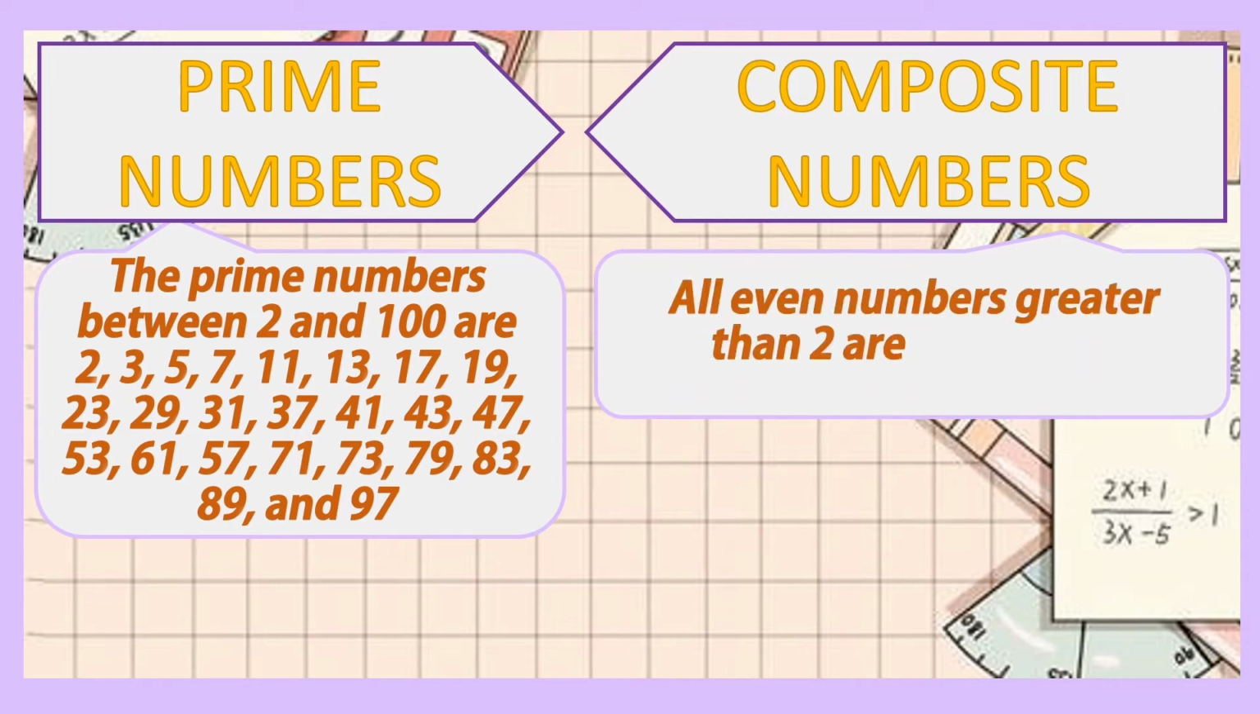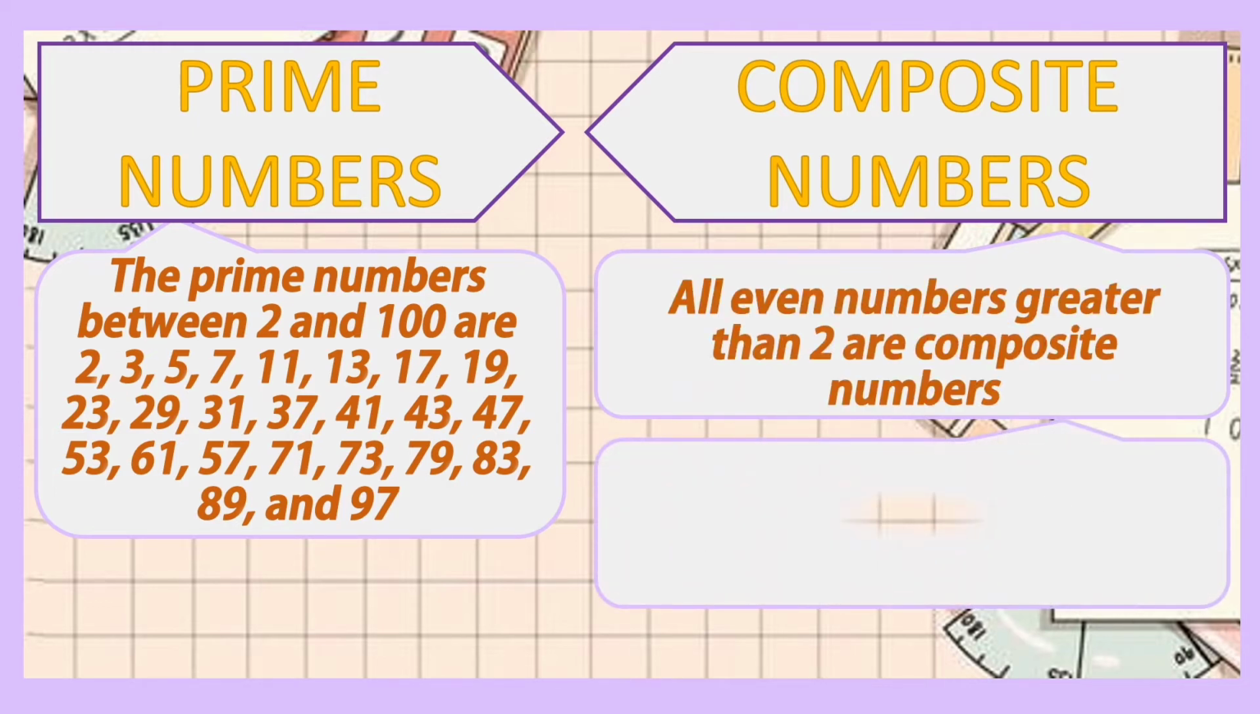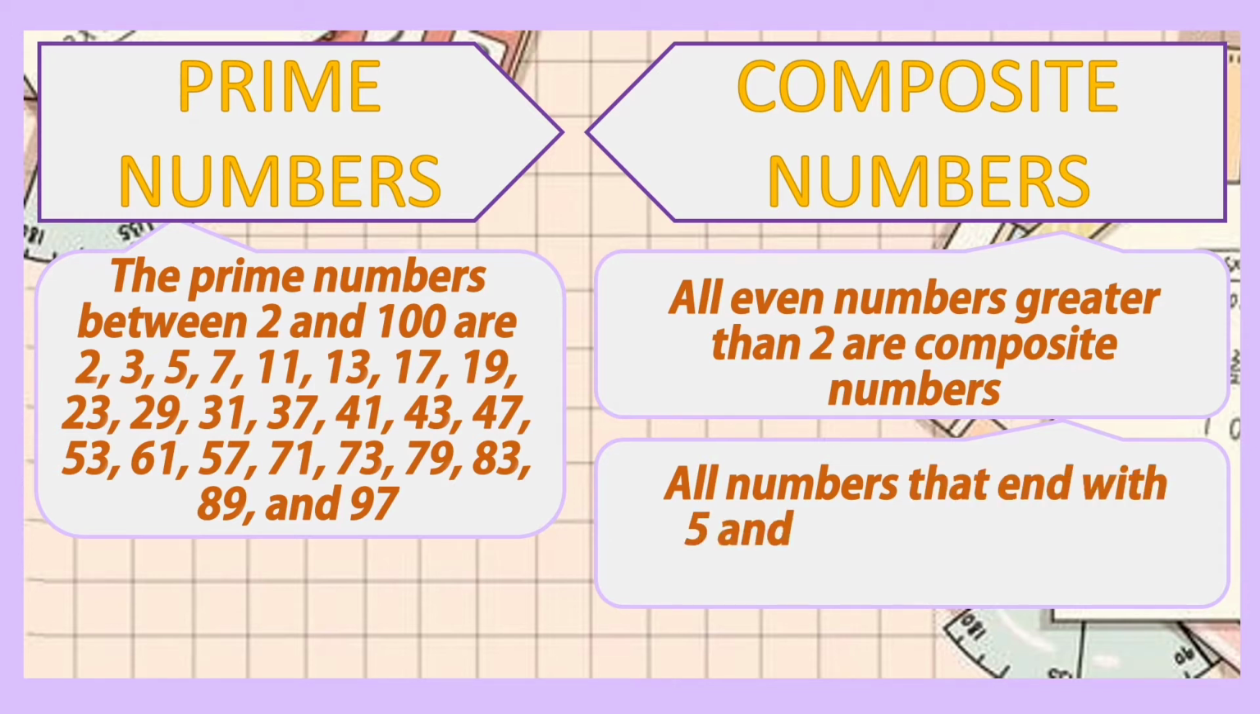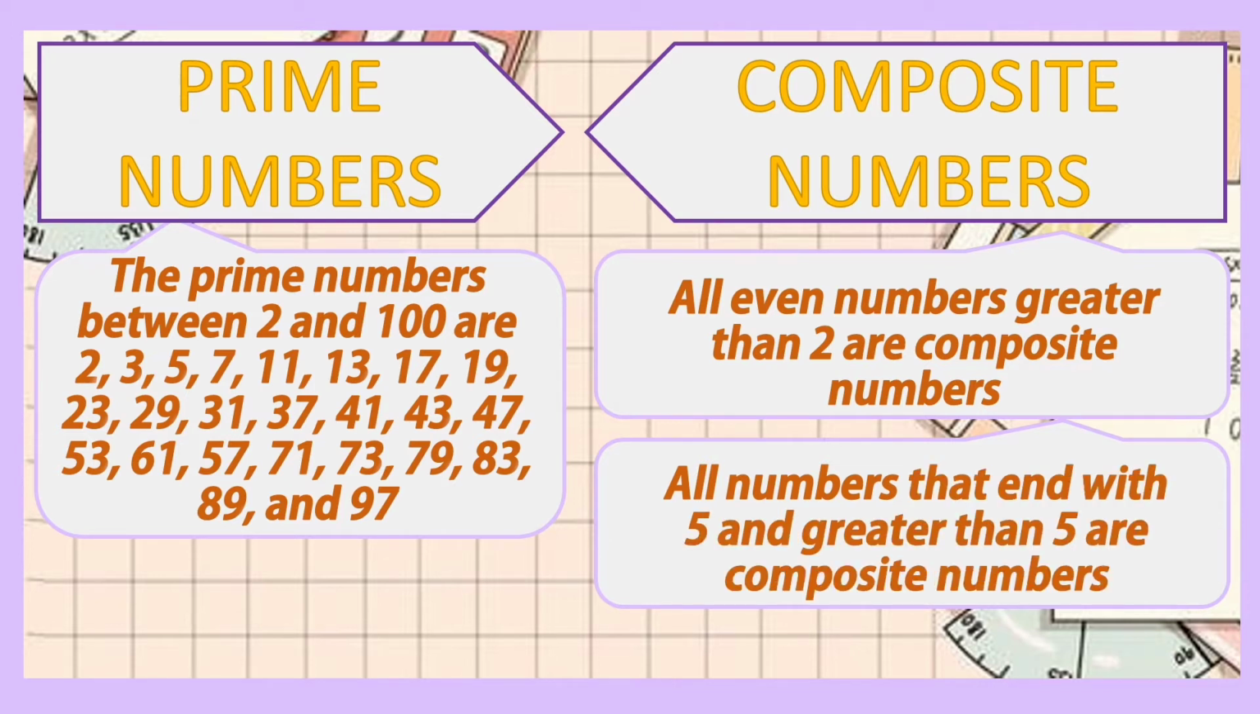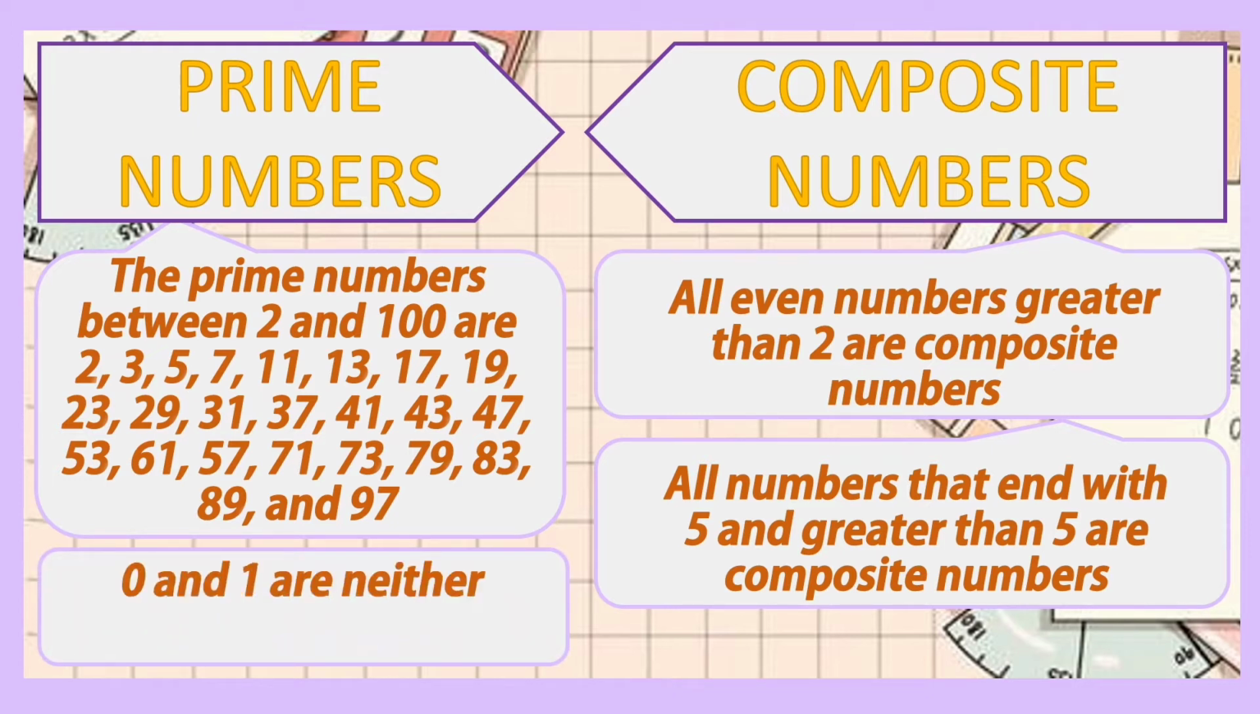All even numbers greater than 2 are composite numbers, and all numbers that end with 5 and are greater than 5 are composite numbers. But remember that 0 and 1 are neither prime nor composite.